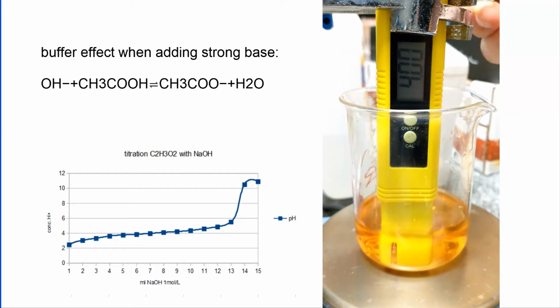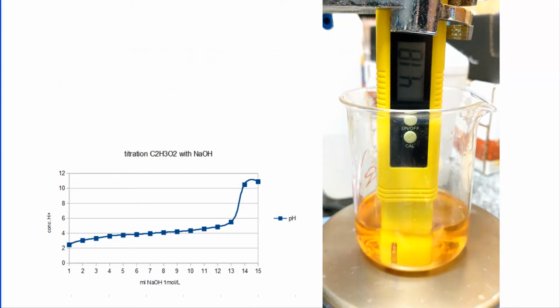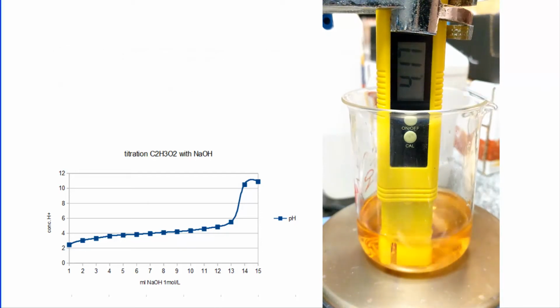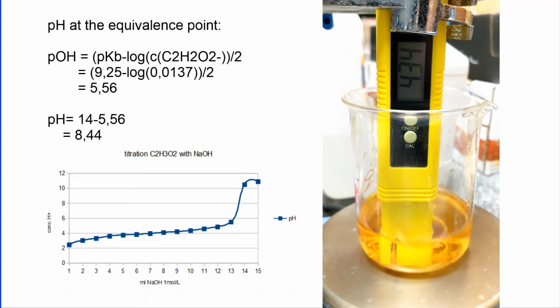This is expected due to the buffer solution effect. A buffer solution is a mixture of a weak acid and its conjugate base, in this case acetic acid and sodium acetate. This slows down the neutralization.